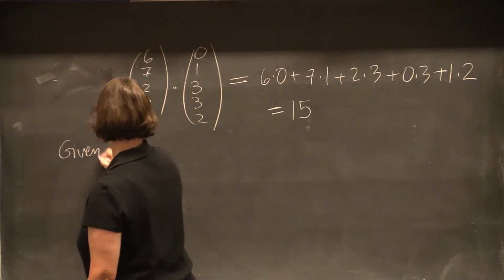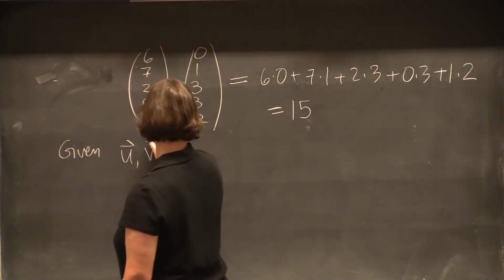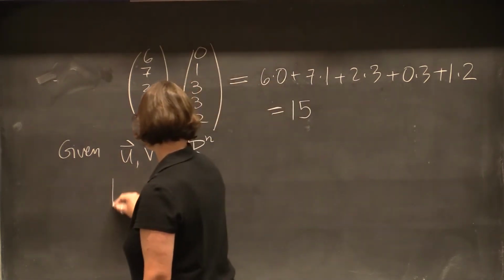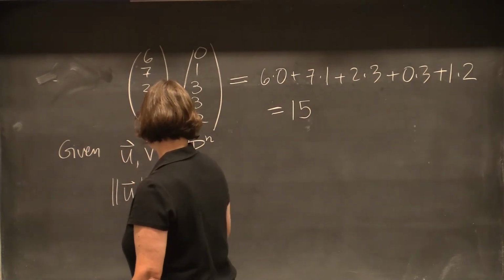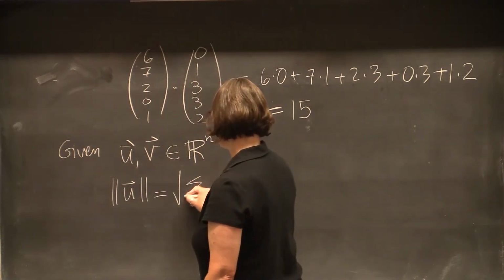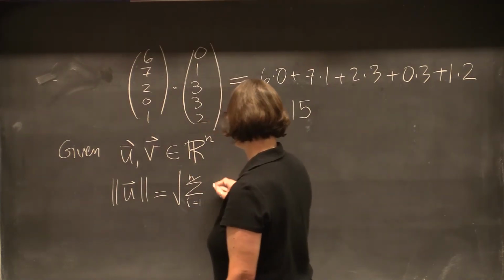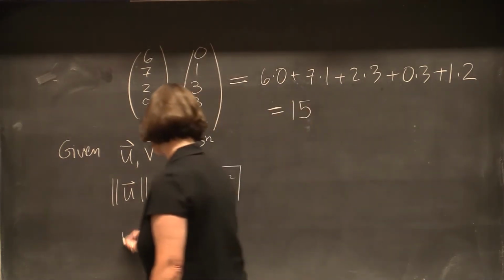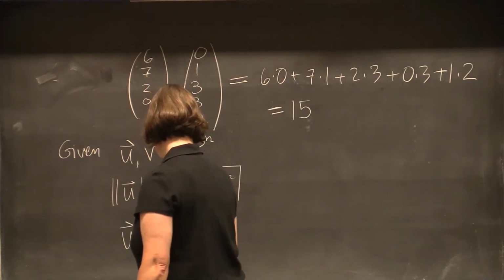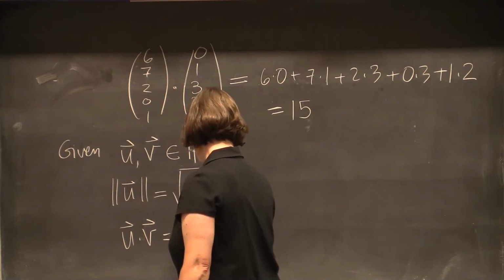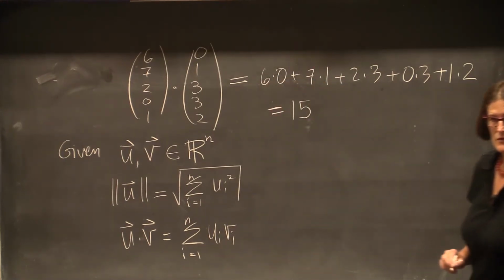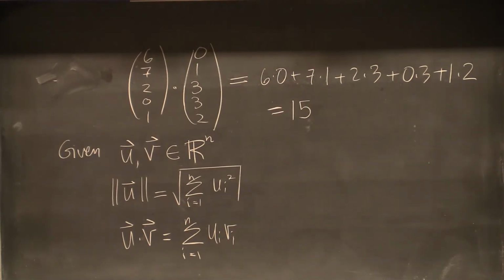So given u and v in Rn, the length of u is simply the square root of the sum from i equals 1 to n of ui squared. And the dot product of u and v is the sum from i equals 1 to n of ui times vi. So it's just exactly the same thing as you know from before, just more so, longer, but not new.